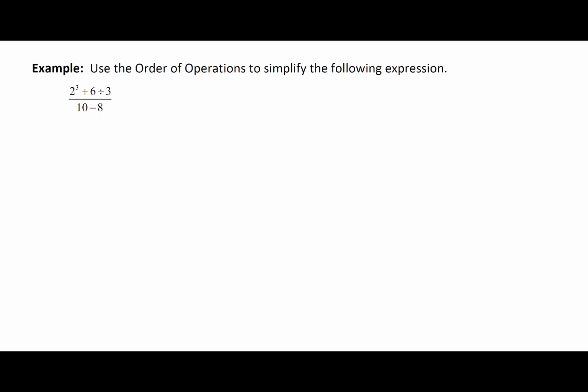In this example, we're going to use the order of operations to simplify the following expression: 2 to the third plus 6 divided by 3, all divided by 10 minus 8. So in this problem, we first of all have to think of two things. What are the order of operations? Let's begin by writing them down.